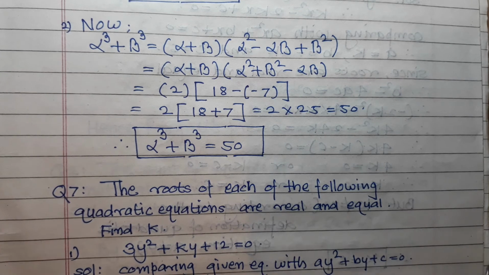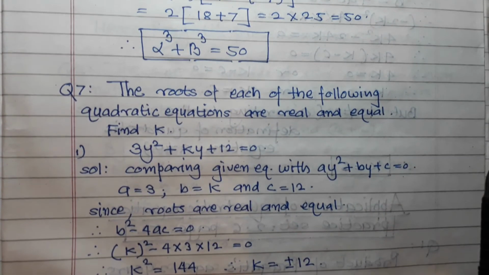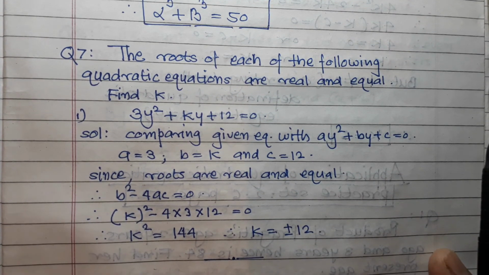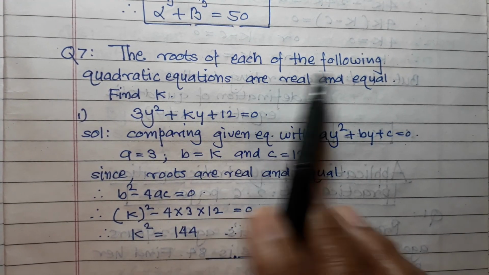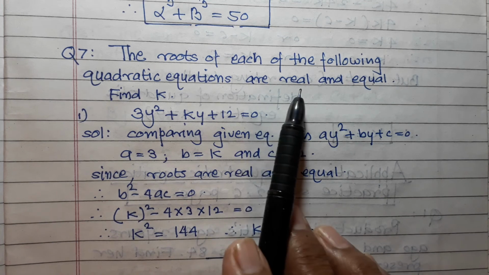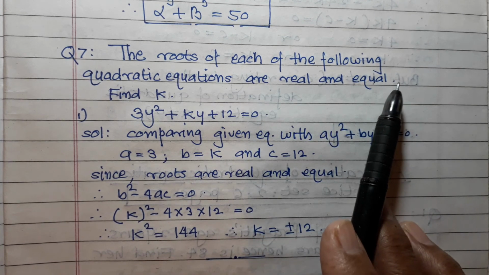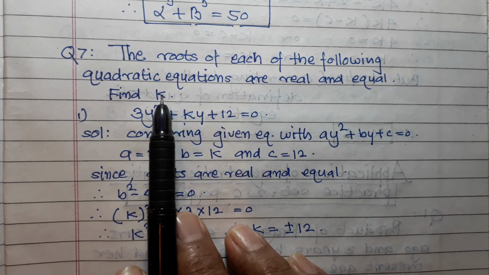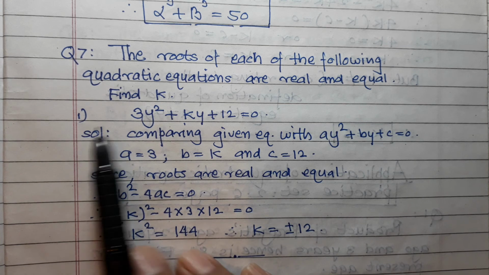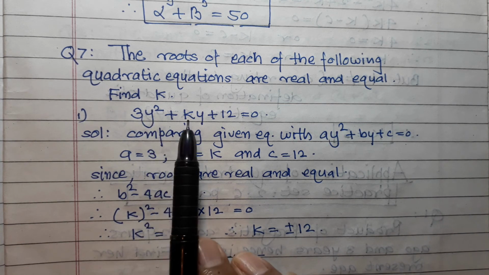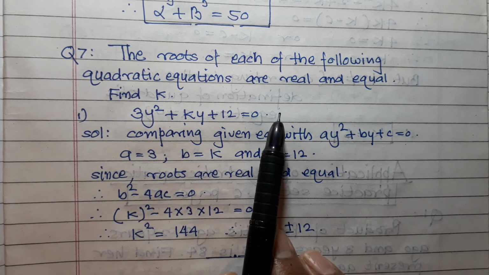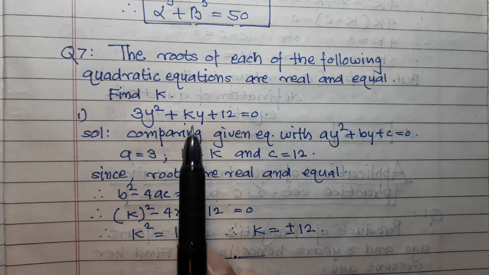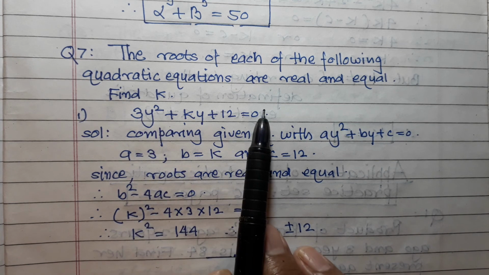Okay. Then one more example. Question number 7. The roots of each of the following quadratic equations are real and equal. Find the k. Now question number 1: 3y square plus ky plus 12 is equal to 0. So write your solution. This is a quadratic equation given.